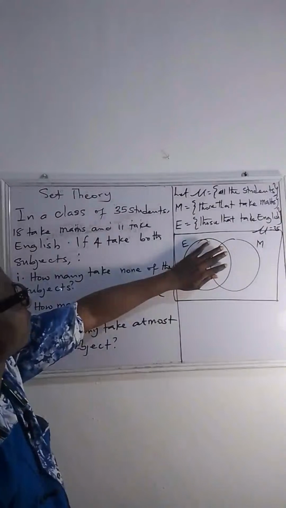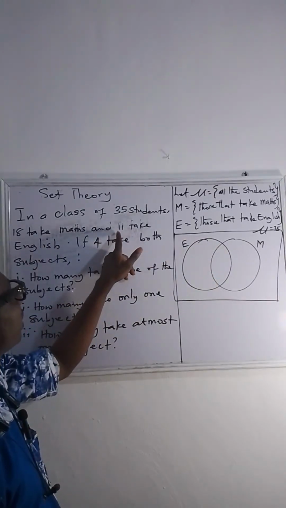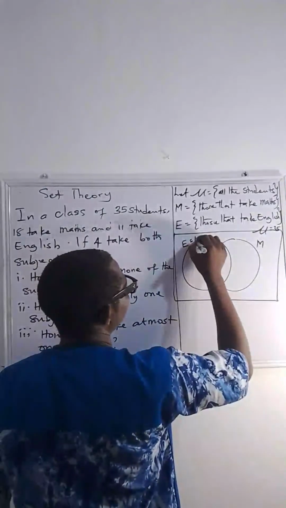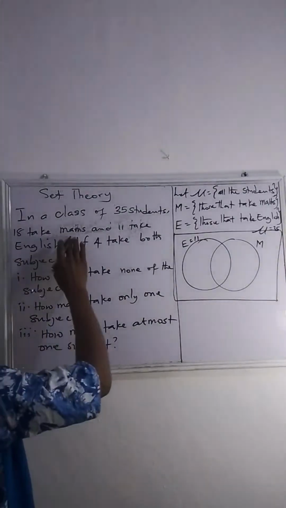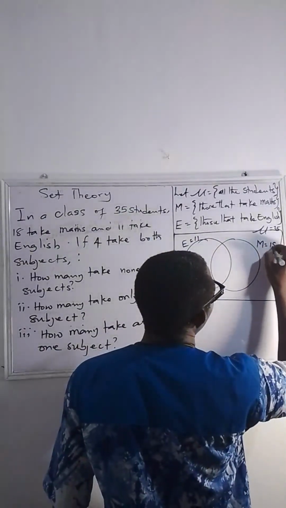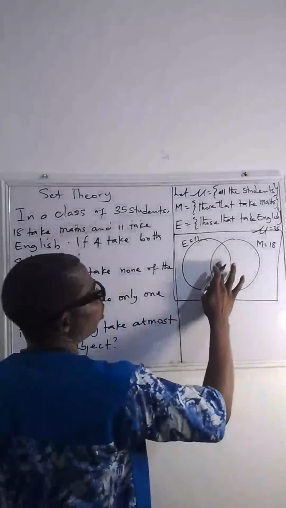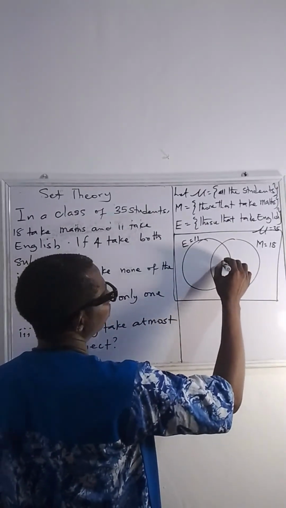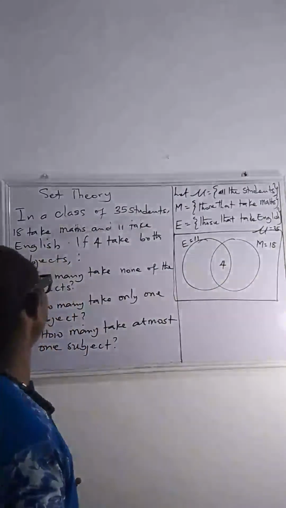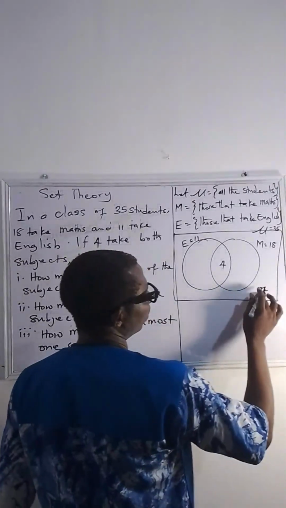Okay, now this first set is the set of those that take English. How many take English? 11 take English. So this is 11. Now let's look at mathematics. How many take mathematics? 18 take mathematics. So we have 18. Right? So if 4 take both subjects, so both subjects are here. We have English and maths here. So this place is going to be 4. Now the question is, how many take none of the subjects? So we want to know the number of students we have outside here.